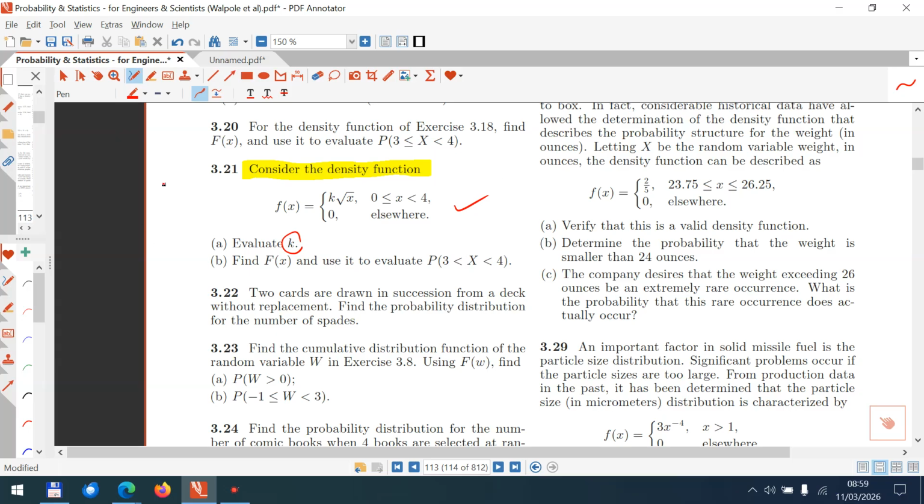So what is the first thing you need to check? This must be non-negative, right? So that requires k to be greater than 0, no, non-negative. And why are we sure that this thing will always be non-negative? Because x is a real number.